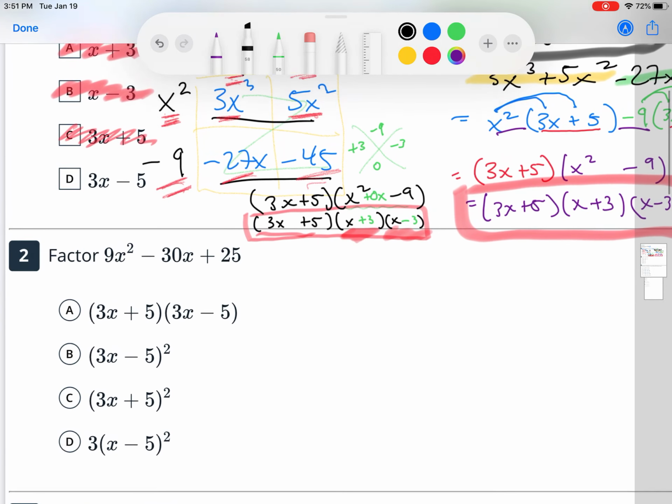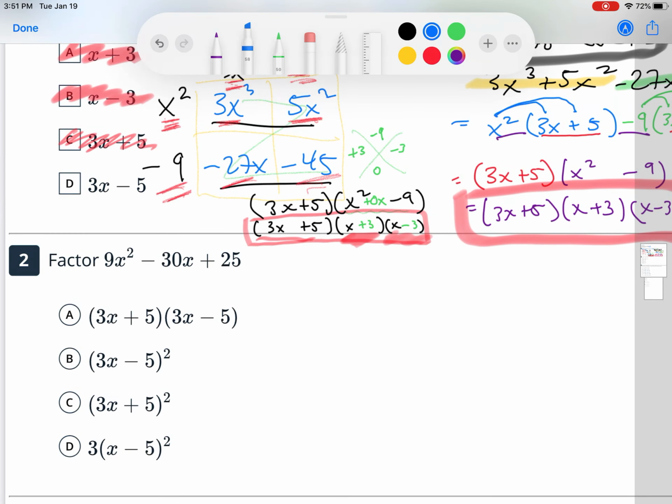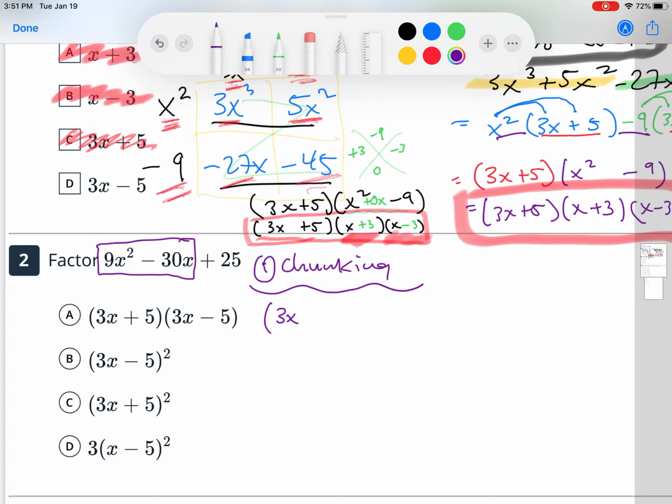Okay, all right, let's try number 2. This problem is the chunking, no chunking. How do I know that? Remember chunking, so let's show you first by chunking. This works when you focus on just these two right here as your greatest common factor. Do they have a greatest common factor? They do. They have a 3x. So 3x squared. Okay, because 3x times 3x is 9x squared.